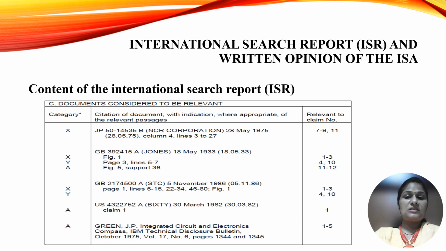T defines theory or principle underlying the invention, so there the invention principle would be in question. E is an earlier patent document but published on or after the filing date. D is cited in the application, and L could be any other reason. So all these are the categories in which the report gives you an overview of the prior art or search results. Generally it would be X, Y, A, but in some cases you can have other letters like E, D, L, as we discussed.